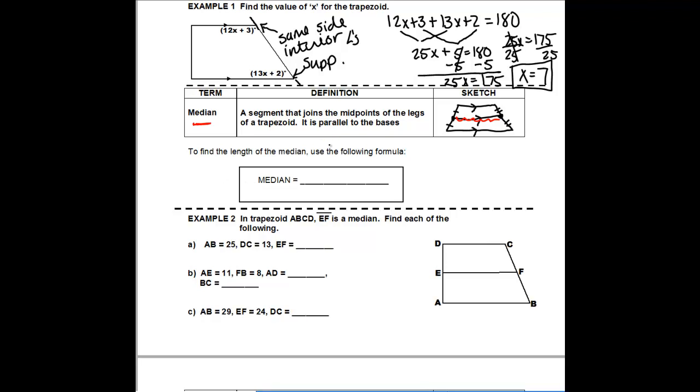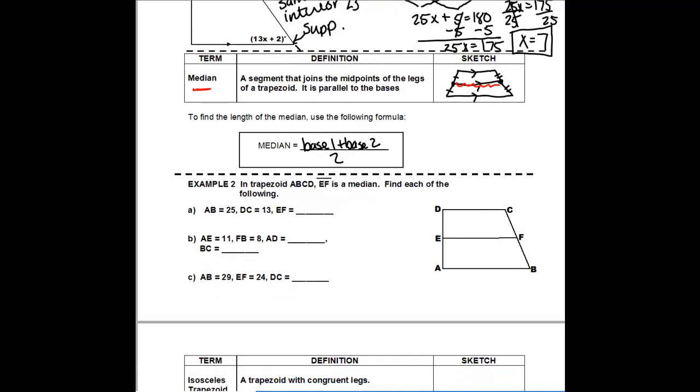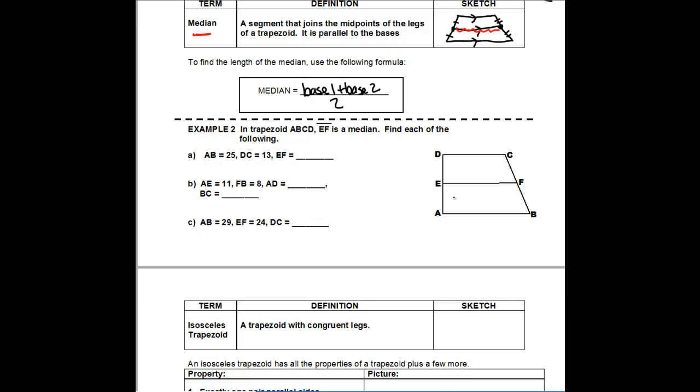To find the length of the median, use the following formula. So we're going to take both of the bases and add them together, and then divide by 2. So we're really just taking the average of the two bases. So to work something like this, if AB is 25 and DC is 13, what is EF? So 25 plus 13 divided by 2, which is 38 divided by 2, which is 19.